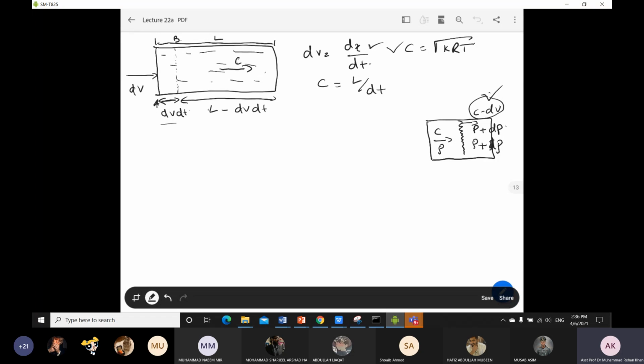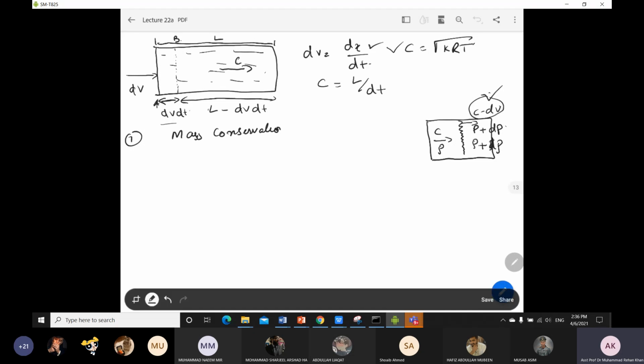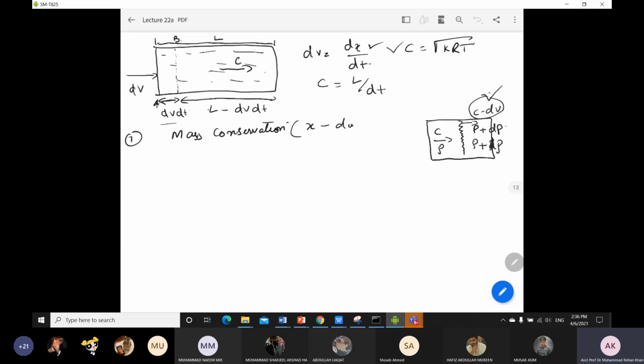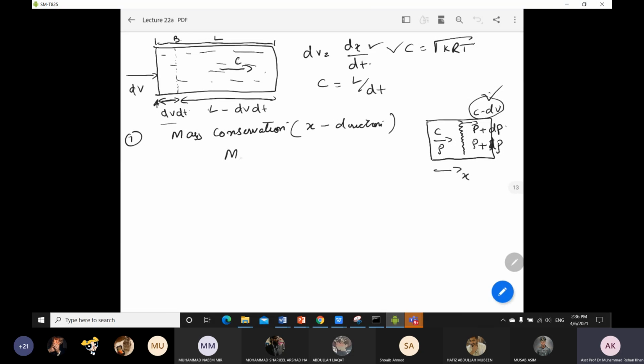So what you have to do is, first, apply the mass balance for this control volume. So the first stage is to apply the mass conservation formula. You apply it in the x direction because we are going to assume only one direction here. So here we can say mass initial is equal to mass final.